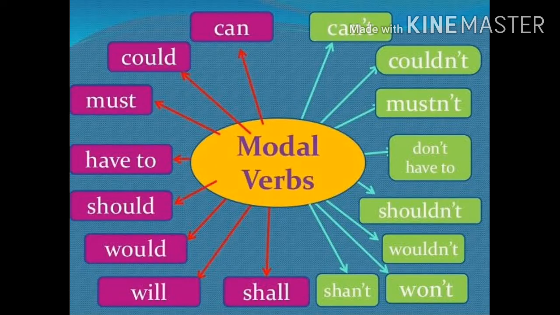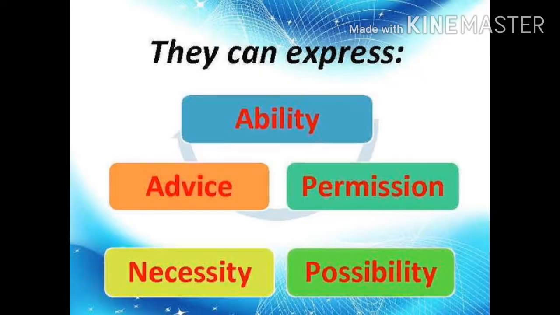There are many kinds of modal verbs, as you can see in the picture: can, could, must, have to, should, would, will, shall, and some with the negative of it: can't, couldn't, must not, don't have to, shouldn't, wouldn't, won't, shall not. Modal verbs express ability, advice, permission, necessity, possibilities, and many more.